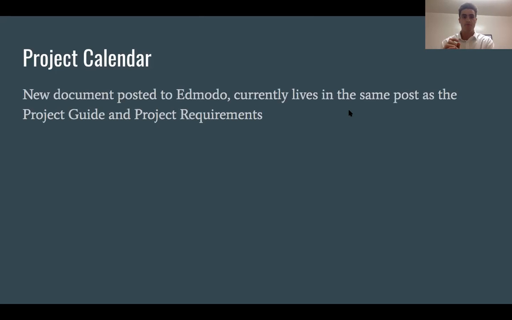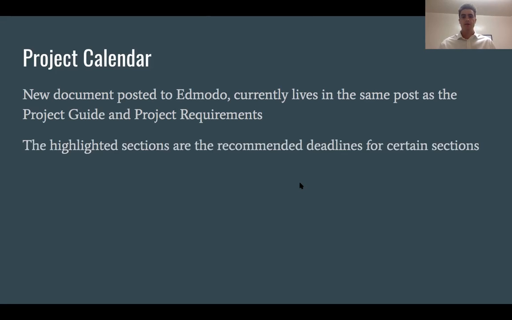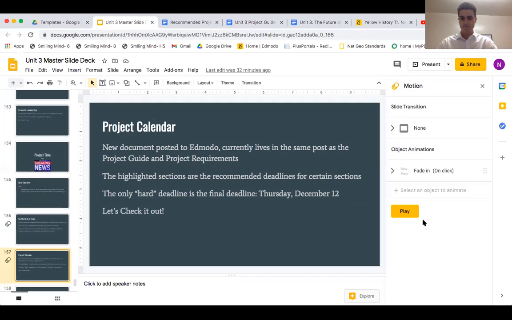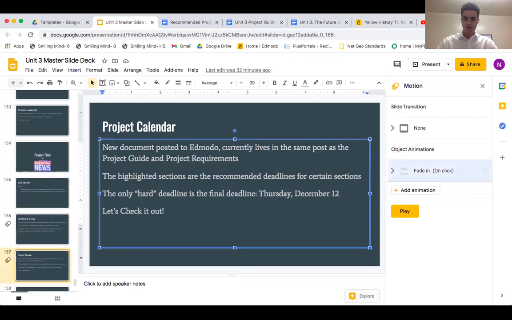So something else that I want to introduce today that I mentioned yesterday but finished up today is the project calendar. It is a new document that is posted to Edmodo. It currently lives in the same post as the project guide and project requirements, okay? The highlighted sections that I have there are the recommended deadlines for certain sections, but the only hard deadline is the final deadline. That is Thursday. It says December 12th. It's actually December 10th.